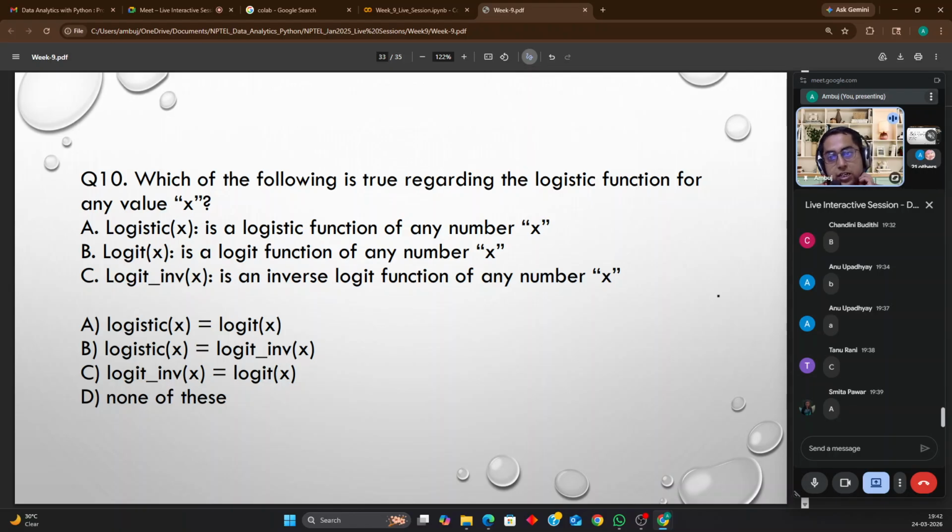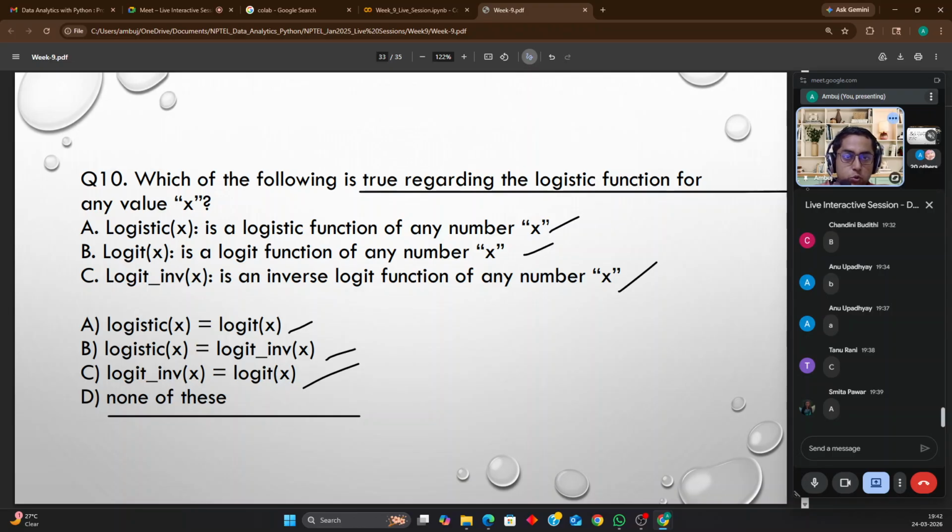Now you try to see this particular statement. Which of the following is true regarding the logistic function for any value x? Logistic of x is the logit function of any number x. Logit of x is the logit function of any number x. Logit inverse of x is the inverse logit function of any number x. These statements are there: logistic x is logit of x, logistic x is logit inverse x, logit inverse x is logit inverse x. So which of the following is true regarding the logistic function? What are the opinions?